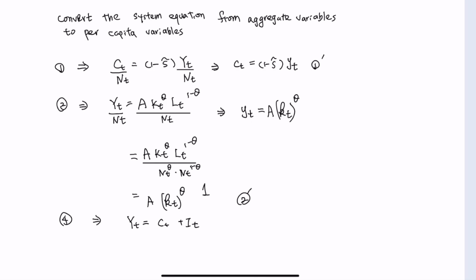But for the first equation, that is the total output equal to the total consumption plus the total investment. So how do we convert this equation that is expressed in aggregated terms into per capita terms? Well, similar to the practice for the first and second equations, we can divide both sides of the equation by N_t, and then we will be able to successfully convert both sides into the new expression, that is, the per capita output equals the per capita consumption plus the per capita investment.